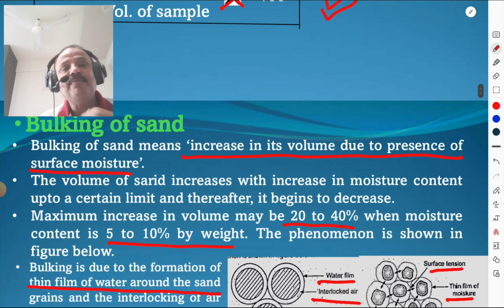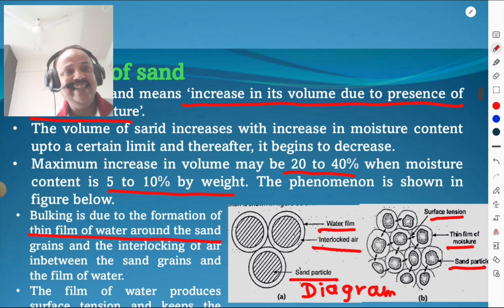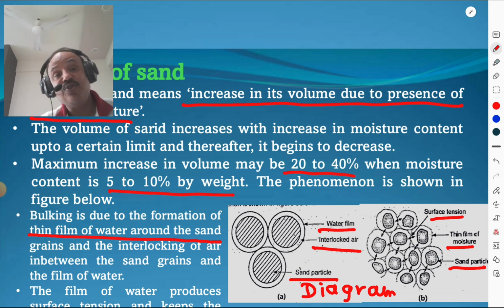We are going to discuss the bulking of sand. Bulking of sand means the increase in its volume due to presence of surface moisture. The volume of sand increases with the increase in moisture content up to a certain limit. Thereafter it begins to decrease.